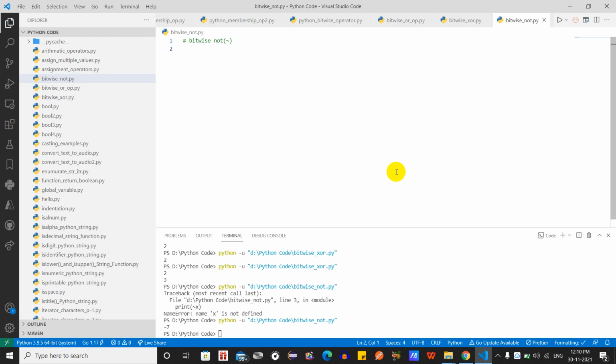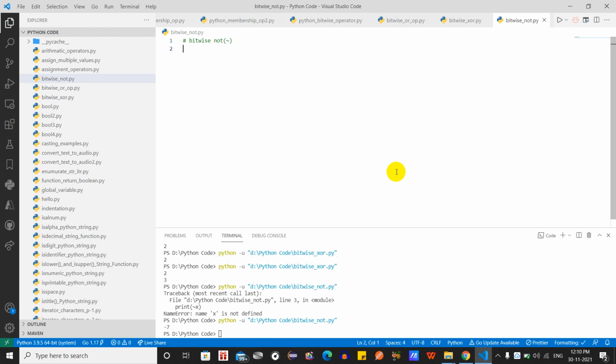It's totally different, but here you have to remember that NOT means the negation form of a particular bit. If there is a bit called 0, the negation form of that bit is 1. If there is a bit called 1, the negation form of that bit is 0.